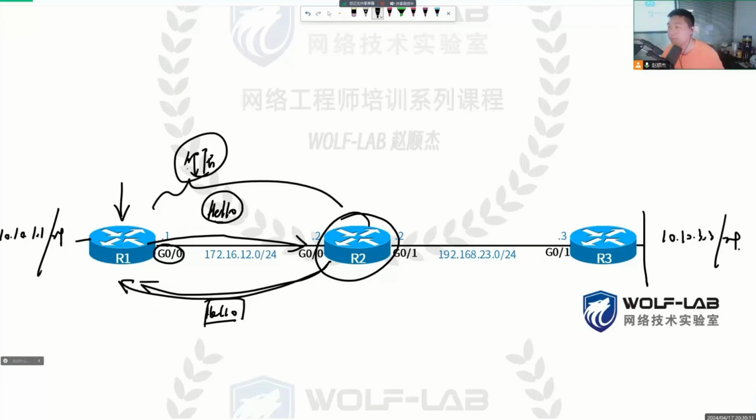Next we come to this environment. Let's see how EIGRP establishes a neighbor relationship. How do we run EIGRP with the two points we just learned, the neighbor table and the hello packet? Let's establish an EIGRP neighbor relationship in the network.